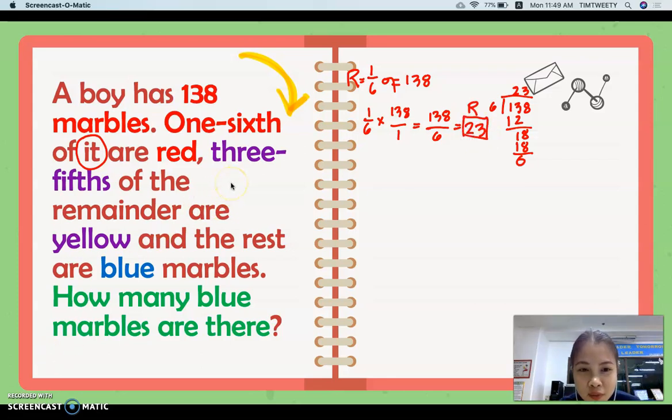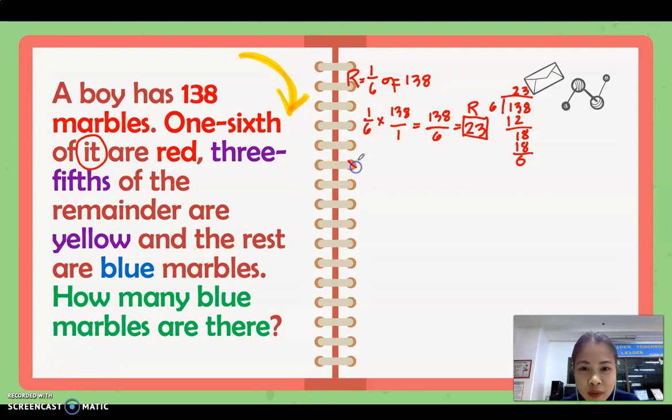It says there also that 3/5 of the remainder are yellow. So let's find how many yellow marbles there are. For the yellow marbles, we have 3/5 of the remainder. So it's not the 138, but how many marbles are there except for the red ones? So let's subtract 138 minus 23 because there are 23 red marbles. Okay, so the remaining marbles is 115.